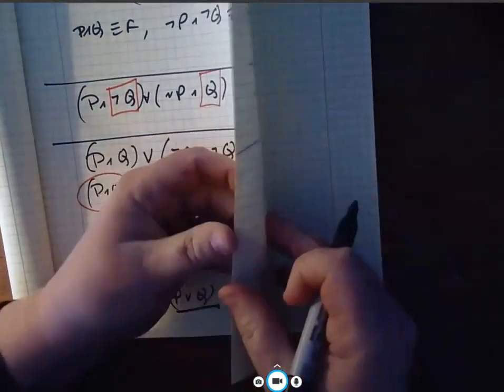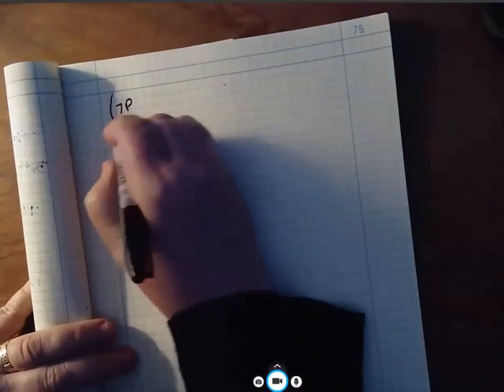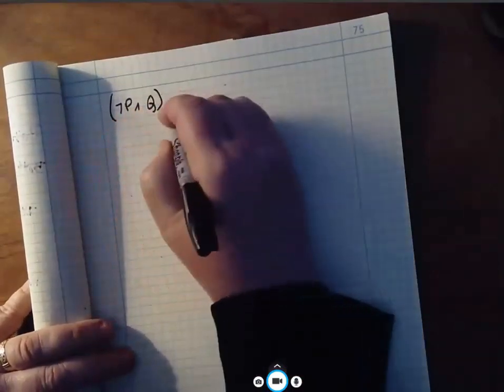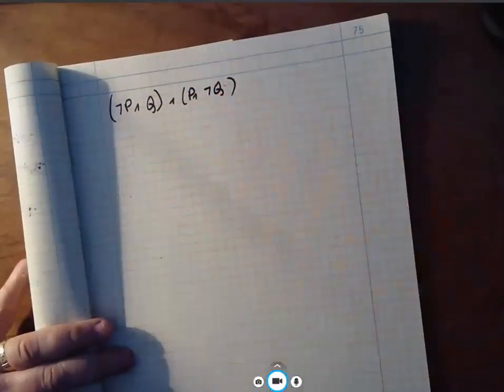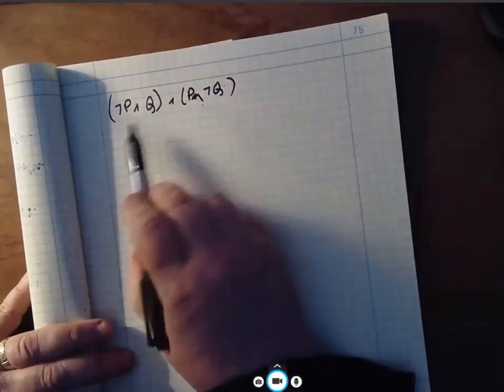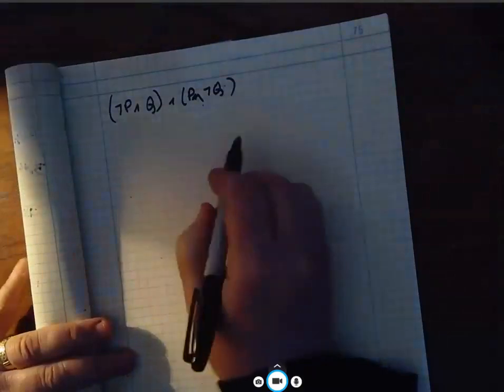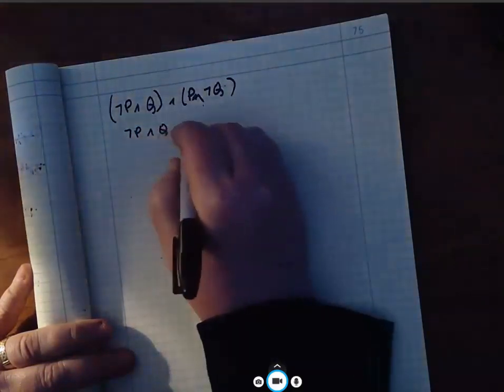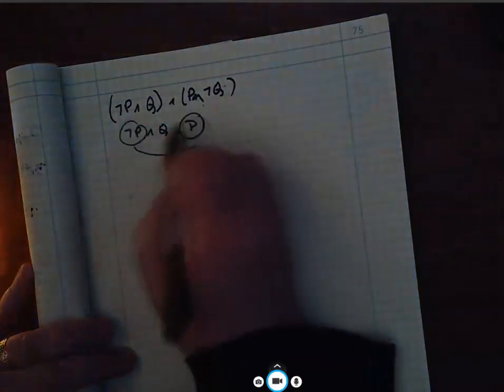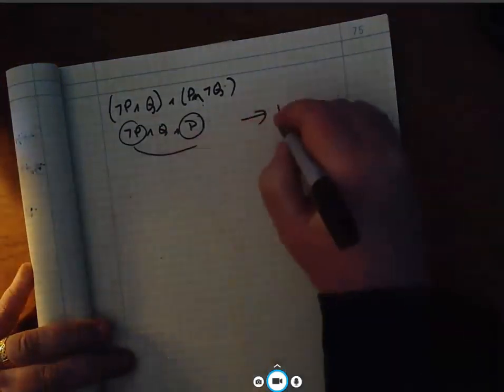I think I've got one more I can show you. How about, pull it down so you can see it. Not P and Q and P and not Q. All of these are ands, which means these parentheses don't mean anything. I don't need parentheses. I've got a not P, and I've got a Q, and I've got a P. I know right now that because I've got P and not P, this thing's going to be false all the time.